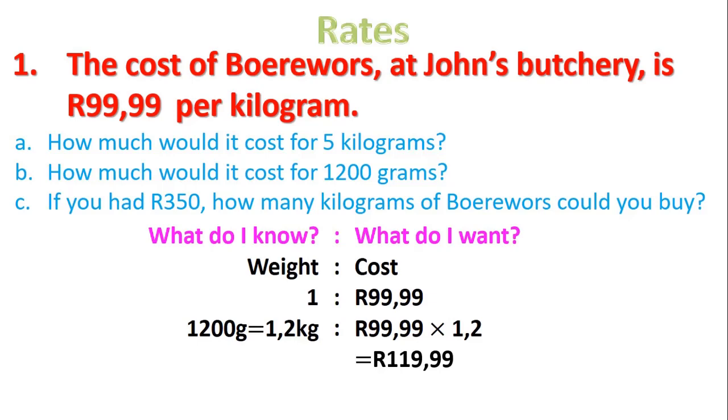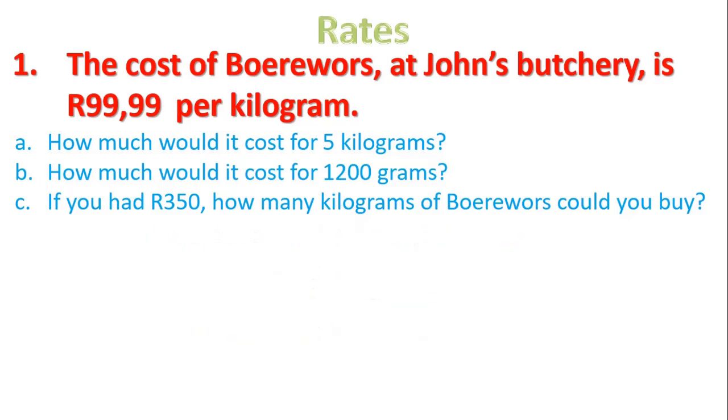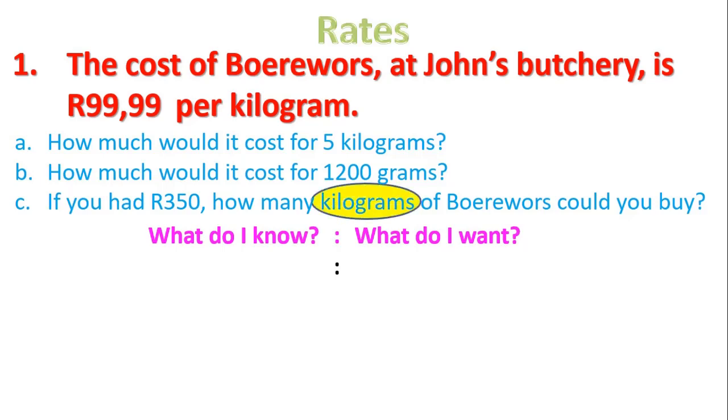Let's look at C. If you had 350 Rand, how many kilograms of boerewors could you buy? Again, we start off, what do I know? What do I want? Okay, they want to know how many kilograms. So I want to know the weight. What do I know? Well, I've got 350, that's what I know. So my cost is what I know.